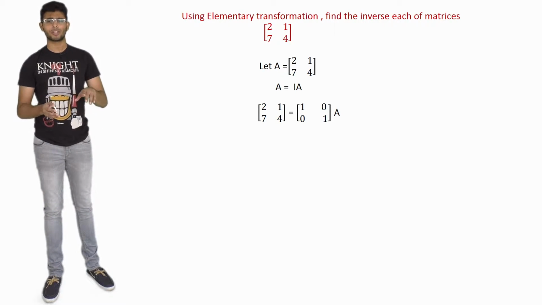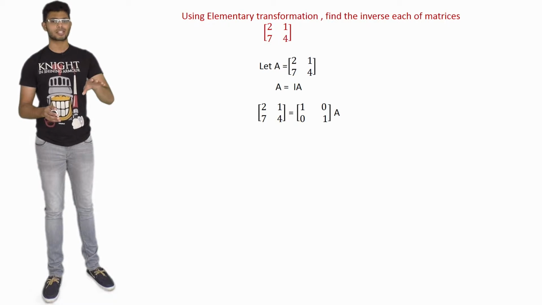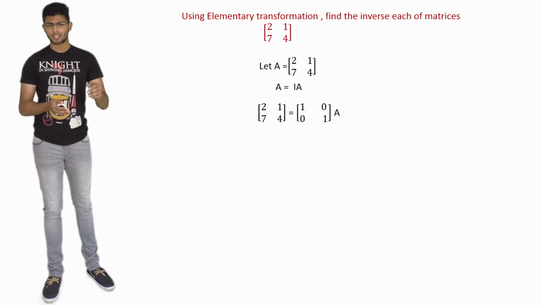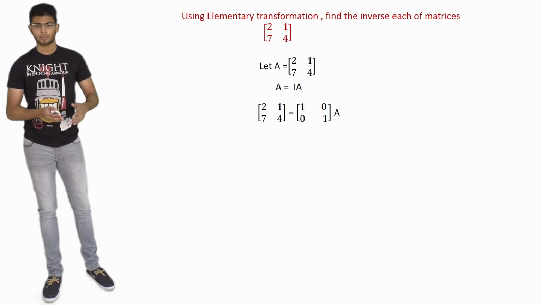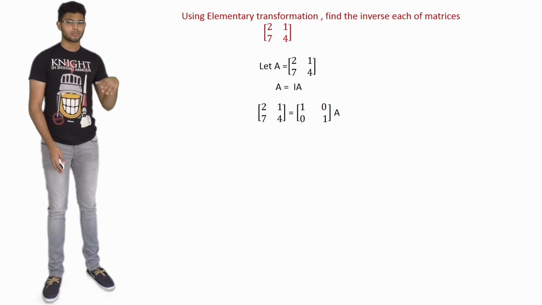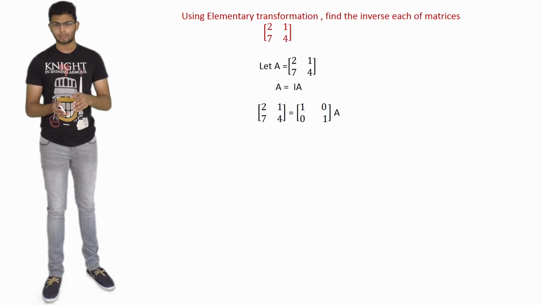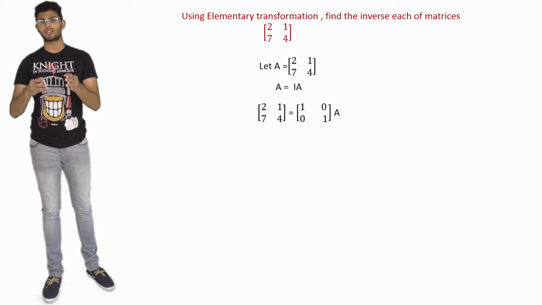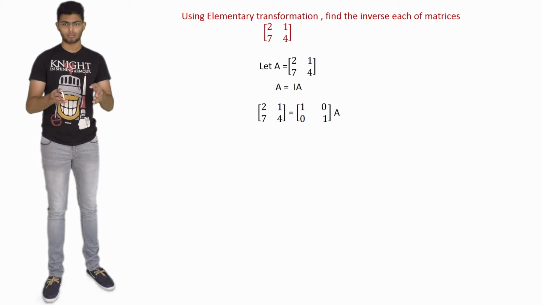And remember that what you have to do in this problem is basically make the A on the LHS, which is the 2 by 2 matrix, into an identity matrix. Once you make the matrix on the LHS into an identity matrix, automatically the identity matrix on your RHS is going to become your inverse matrix.